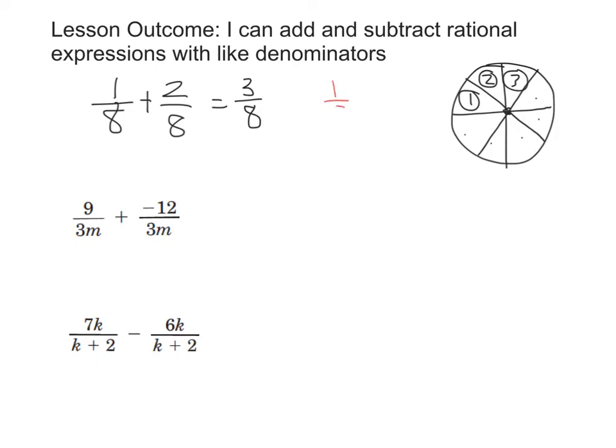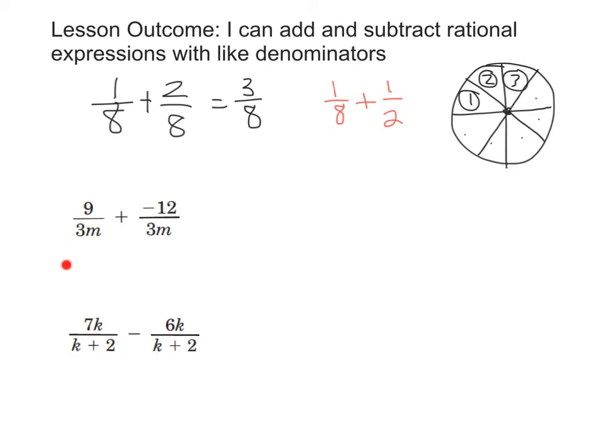Let's say I said I had 1 piece of the pizza out of 8 pieces, and then I went back and I ate half of the pizza. Notice that those are not common denominators. We would not be able to just add these 2 fractions right now. We would first need to get an LCD, a least common denominator. So more on that kind of situation later.